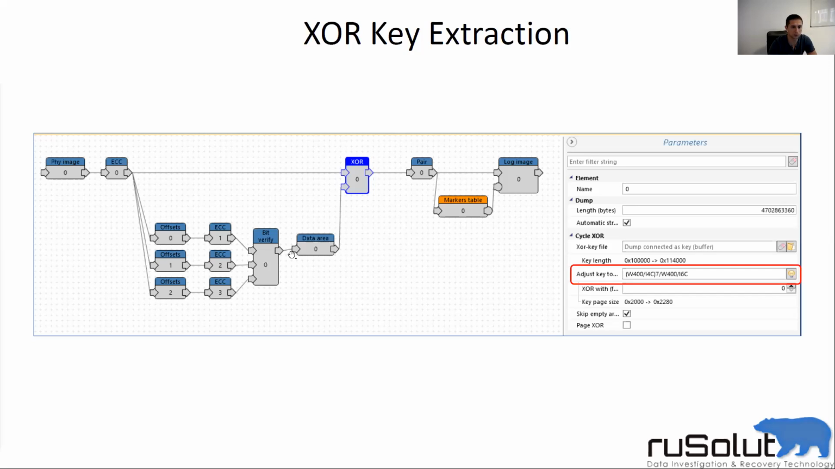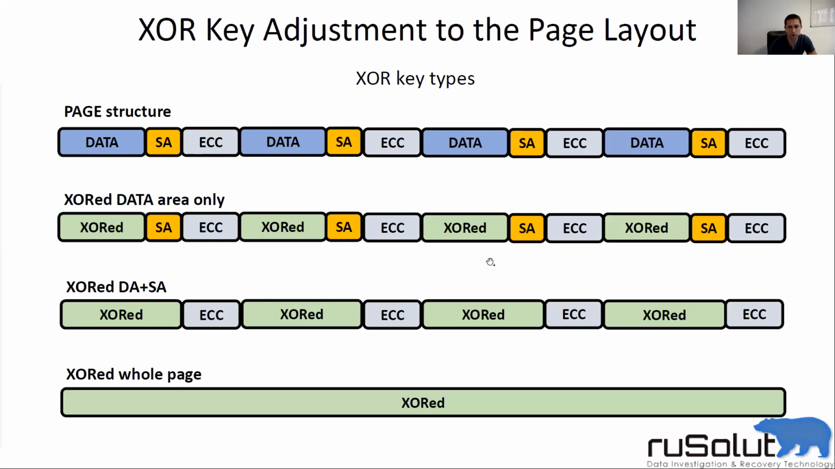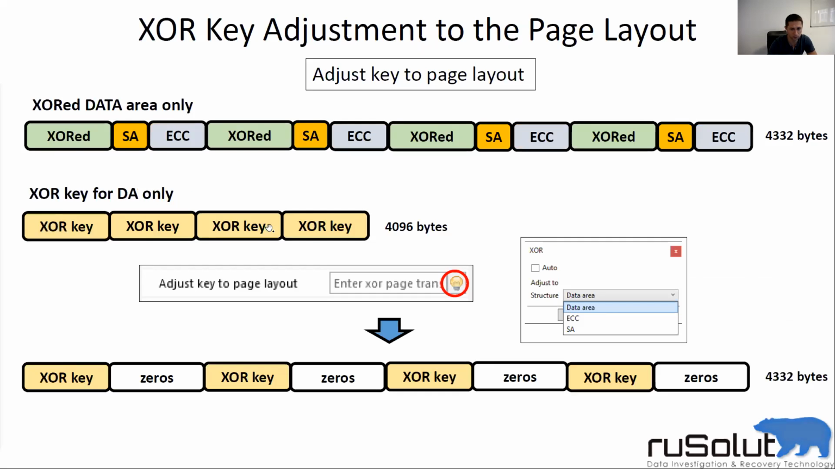Well, of course, now I'm talking about the case when only the data area is XORed. So when we get such a key, the next stage would be to click on this button to adjust the key to the page layout. Why? Because we have only the data area XORed, like in this case. Now the service area and ECC is XORed.